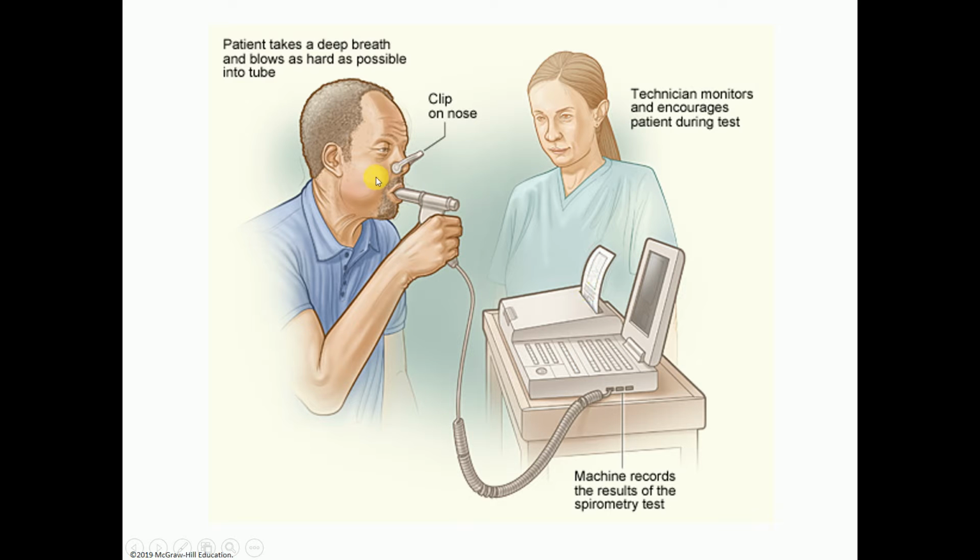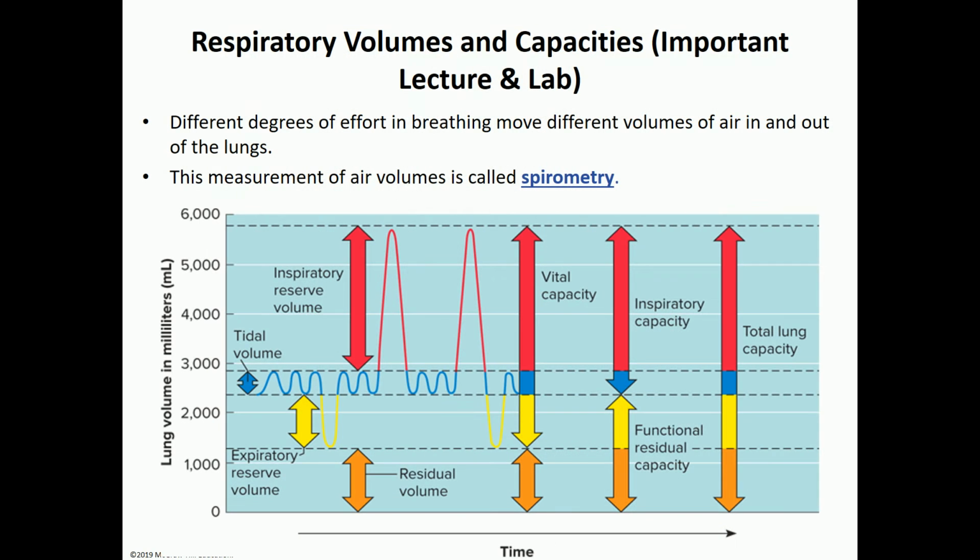The reason for the nose clip is to prevent air from flowing through the nose. We want to capture all of the air as it flows through the oral cavity. Now here are the respiratory volumes and capacities, and know that this is important for both lecture and lab. And again, we measure the different volumes through spirometry. For these volumes, you want to be able to identify them or define them. You won't be responsible, though, for the lung volumes in milliliters.